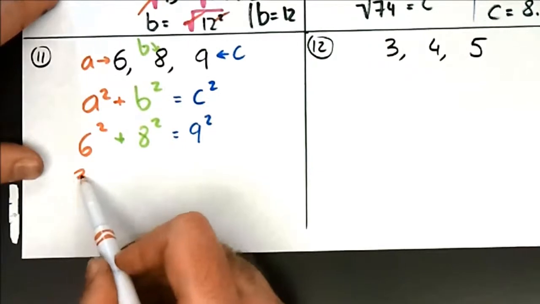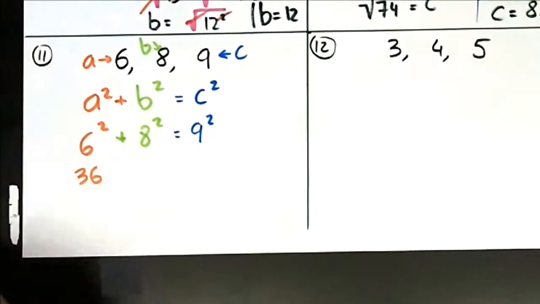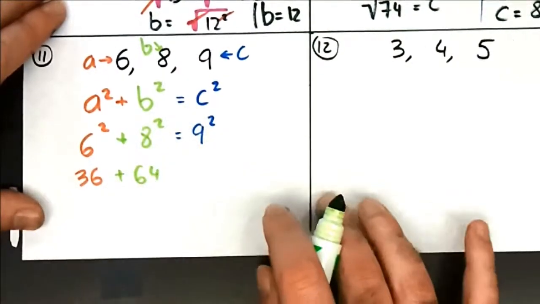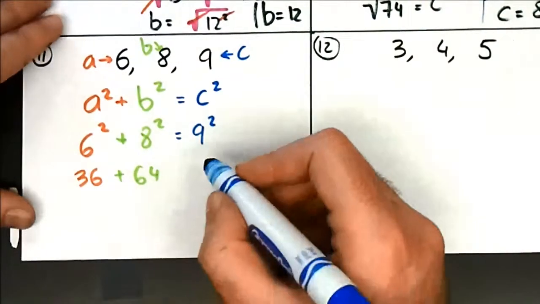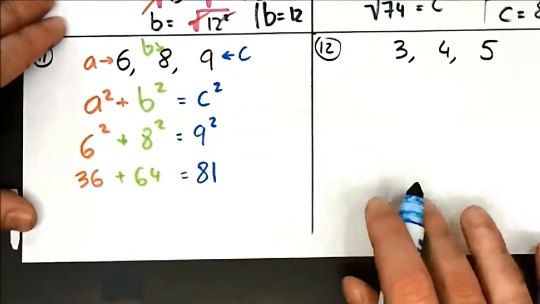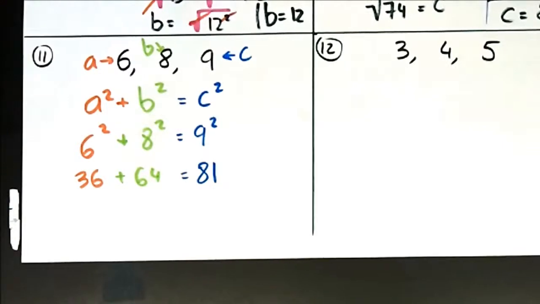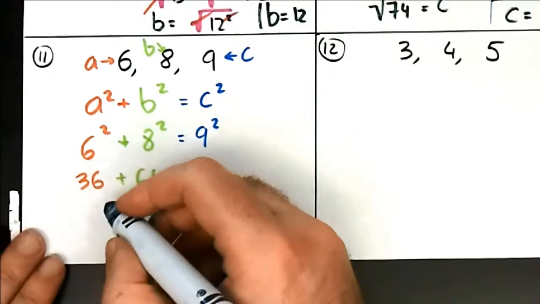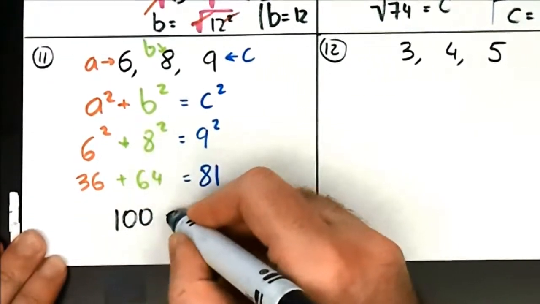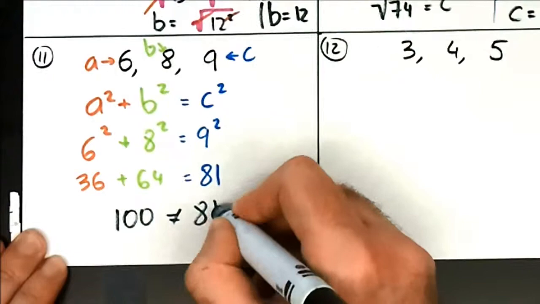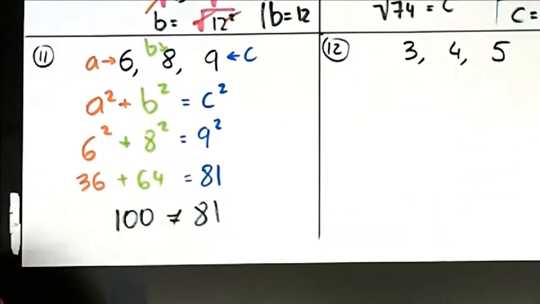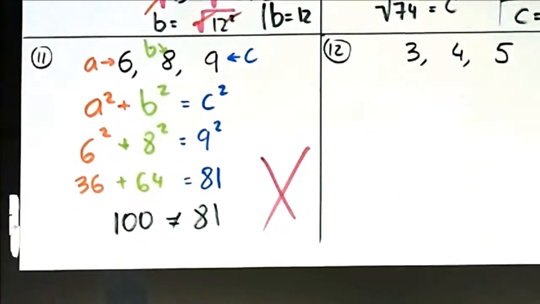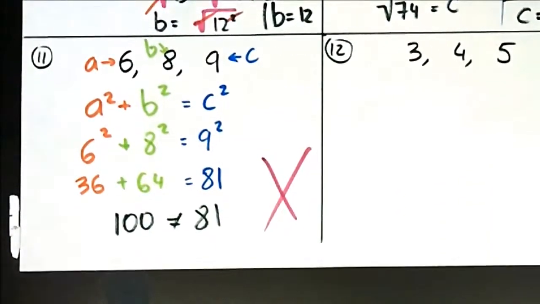6 squared is 36. 8 squared is 64. And 9 squared is 81. What's 36 plus 64? 100. Is 100 equal to 81? No. So, nope. You're not a right triangle. Get out of here. Questions on 11?